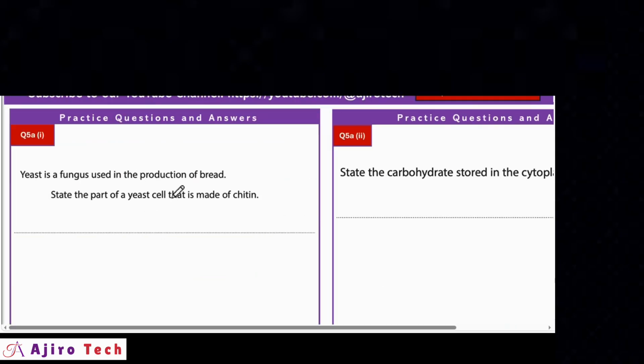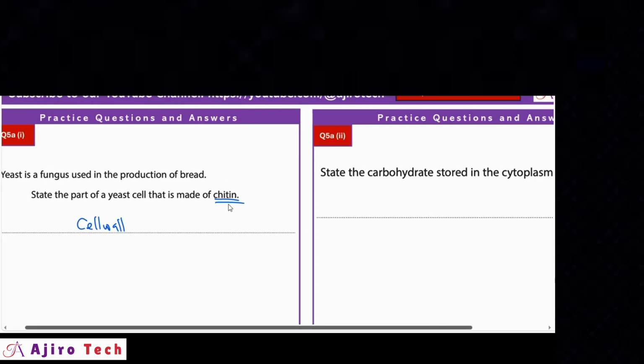Yeast is a fungus used in the production of bread. State the part of the yeast that is made of chitin. It is the cell wall of the yeast that is made up of chitin. Chitin is a very tough material that can be found in the cell wall of most fungi. So it is the cell wall.